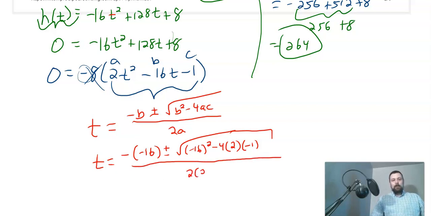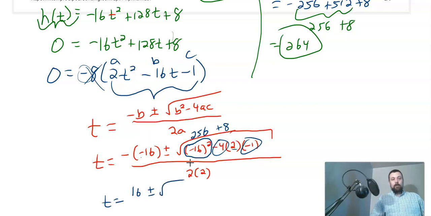Over 2 times a, which is 2. Okay, so 16 squared is 256. After I just bragged about knowing these numbers really well, I had to use a calculator for that. Now, negative 4 times 2 times negative 1 is going to be positive 8. So this breaks down to positive 16, because negative of negative 16 would be positive 16, plus or minus the square root of these added together, that's 264, over 2 times 2, which is 4.